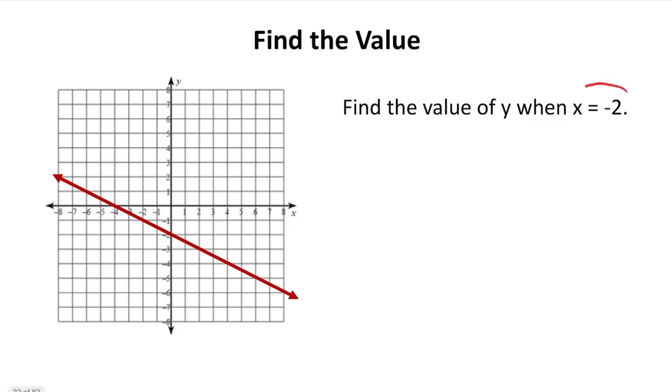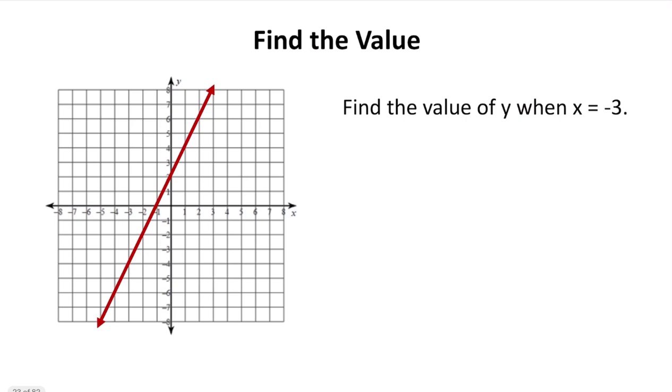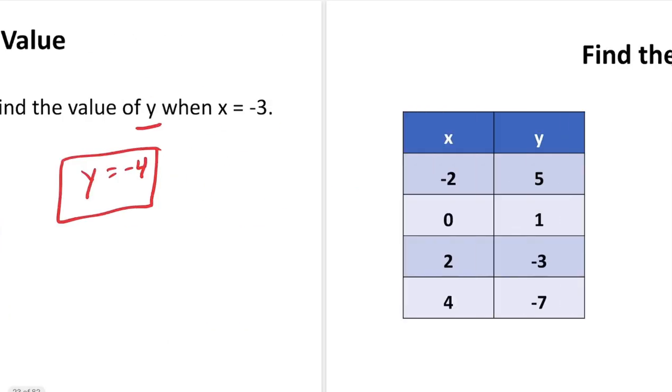Okay, this time we want to know y when x is negative 2. We're going to go to negative 2 on the x. This is where our line is. I'm going to come right here. Y equals negative 1. Find the value of y when x is negative 3. X is negative 3 right here. Here's my line. Come on over. Y is negative 4. They just take some practice and you'll have this down in no time.